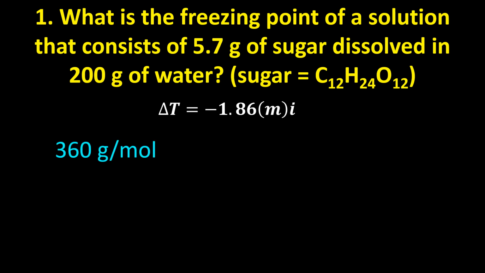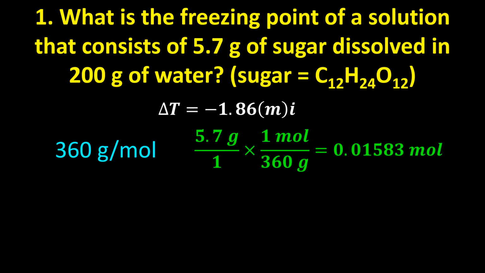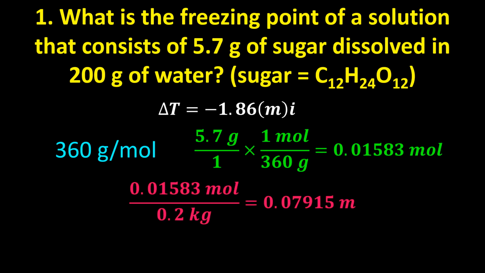So we need the number of moles of sugar, and we need the molar mass to do that. So we're going to take the 5.7 grams of sugar divided by 360 grams per mole, and that'll give us the number of moles of sugar. Now we just need to calculate the molality by taking that number of moles divided by the number of kilograms of solvent, which is 0.2 kilograms. We move the decimal place over 3 places on the number of grams. Now we have the molality.